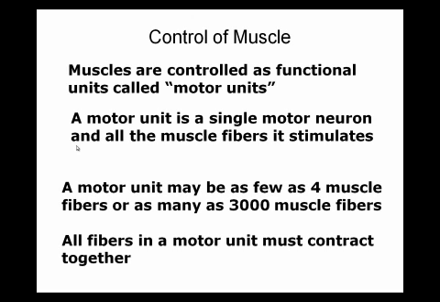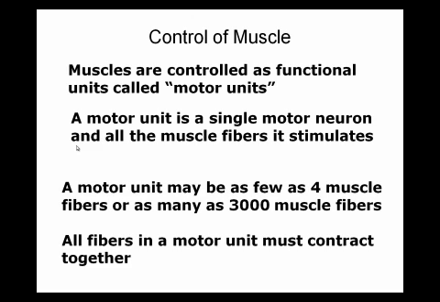We can have some motor units that are very, very small, maybe only 4 muscle fibers. So for example, the muscles that control very fine, discrete movements like the movement of the eye. These would be very discrete movements, very small motor units.